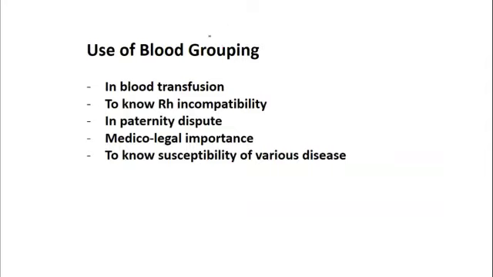Now what is the use of blood grouping? In blood transfusion, to know Rh incompatibility, in paternity disputes, as medico-legal importance, and to know susceptibility to various diseases. So that is the most important viva question.